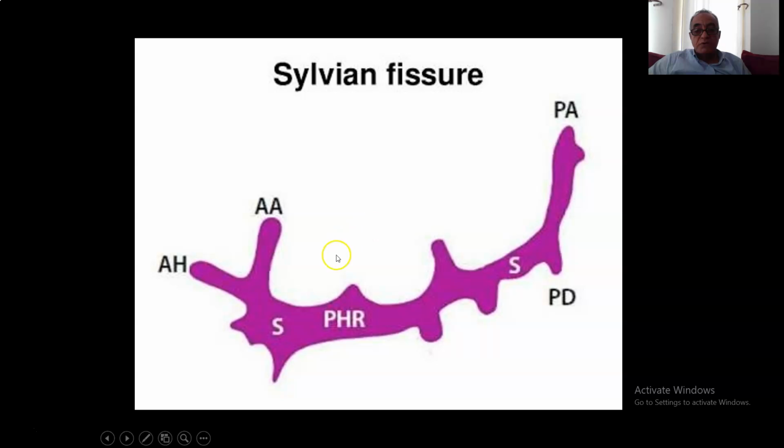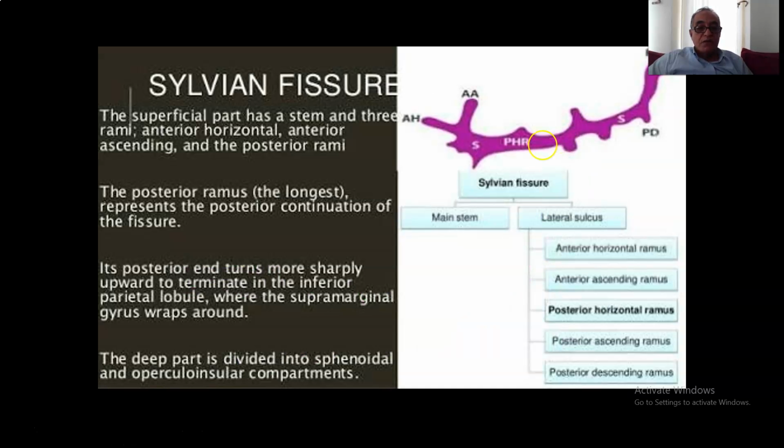The sulcus is formed of an anterior ramus and a posterior ramus. The anterior ramus is further subdivided into anterior ascending and anterior horizontal rami, and the continuation is the posterior horizontal ramus, which changes its direction abruptly near the end, forming the posterior ascending, and the posterior descending is a small one. Posterior ascending, it ends in the supramarginal gyrus, as you will see. And these are the parts of the sylvian fissure.